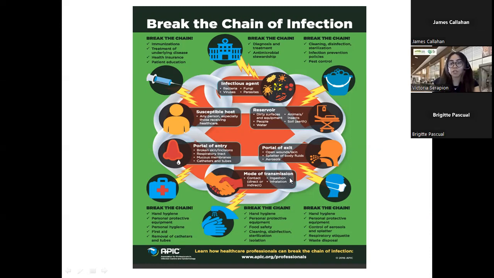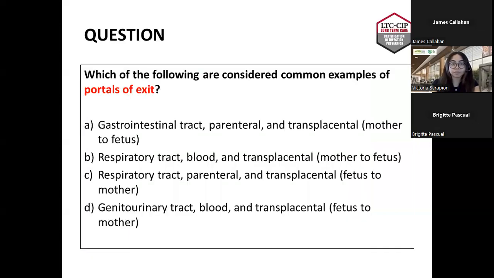The mode of transmission could be contact, or it could be ingestion or inhalation. The portal of entry is the way in which a microorganism will enter another reservoir. And then the susceptible host is any person that may become infected with any microorganism. So as infection preventionists, our goal is to break this chain. And so it's important to implement IPAC interventions at any point of the chain, whether it's hand hygiene or PPE or cleaning and disinfection. So that brings me to my first question.